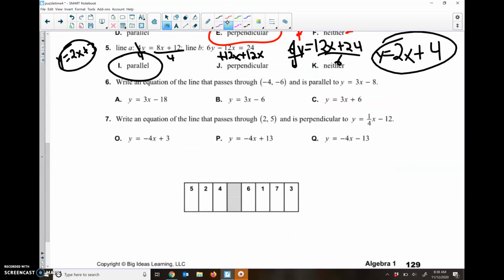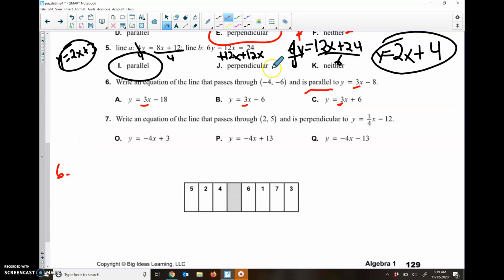All right, 6 and 7 are great questions, especially for some of us that got confused on the last one. So 6 says it is parallel, and it tells us our slope is 3. The book gives us really good wrong answers here. If it has a slope of 3 and it's parallel, notice how all my answers have a slope of 3. So they're not even giving us any hints here. So we actually have to do some work here.